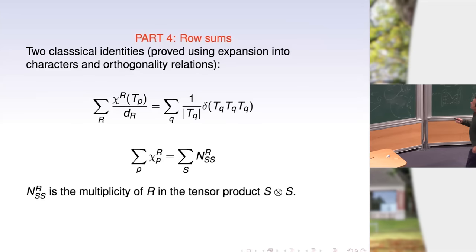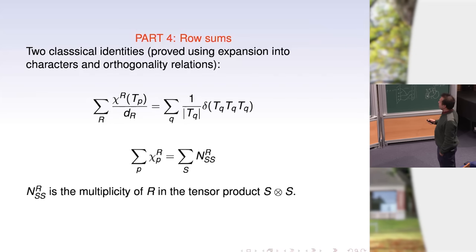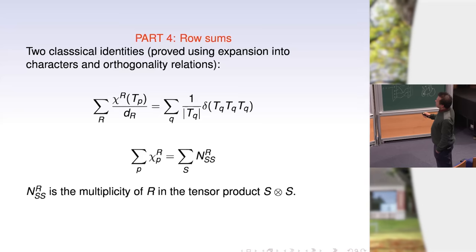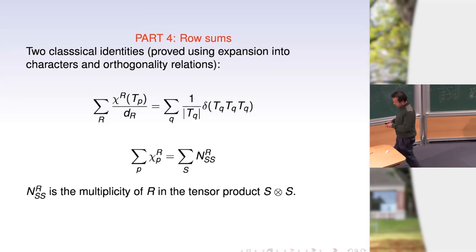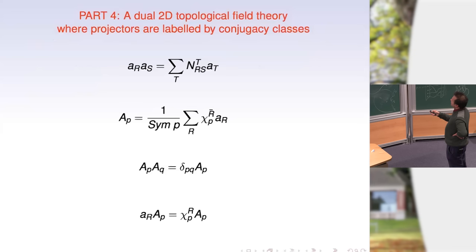Now, row sums. To start thinking about row sums, let's just stare at these identities, which are again classical group theory. If you take this sum over these normalized characters over all reps for a given conjugacy class, it's expressed in terms of this delta function. Sorry, this should be TQ, TQ, TP. Well, it's the same P, so this should be P. And if you take a sum for fixed representation, but you sum over the conjugacy classes, it's in terms of fusion coefficients. So that suggests that if you want to do row sums, we should be thinking about topological field theory where we have the fusion coefficients.